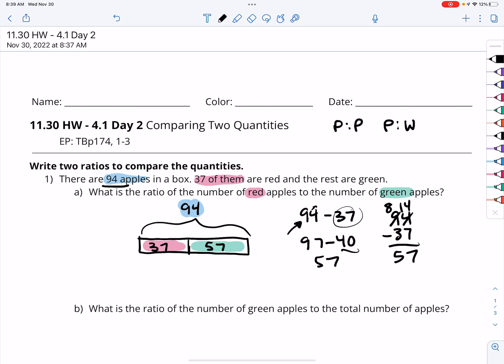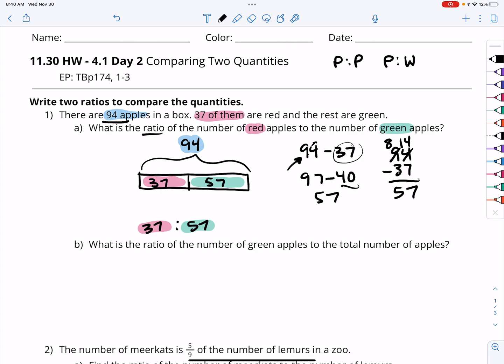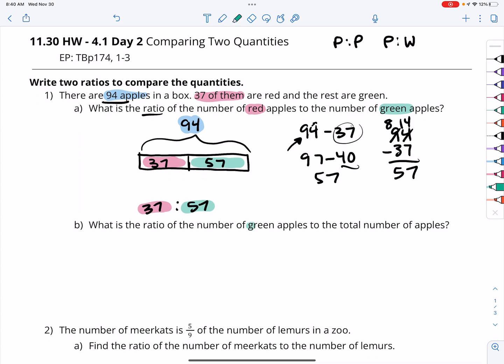So either way, we know that is all of our information in this problem. We have 37. Now, the order is important. We want the ratio of red to green. So you don't have to color code, but I'm just going to keep myself accurate there. And 37 to 57 is our ratio of red to green. So now we want to know what is the ratio of green to the total. And so continuing to use this picture up there, we're doing the ratio of green to total. So our green is 57 and our total number of apples is 94. Seems pretty straightforward if you've drawn that picture.